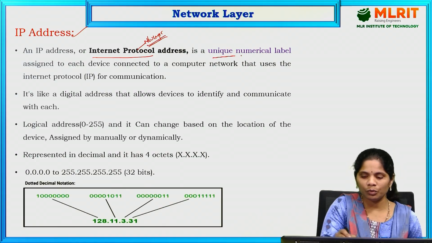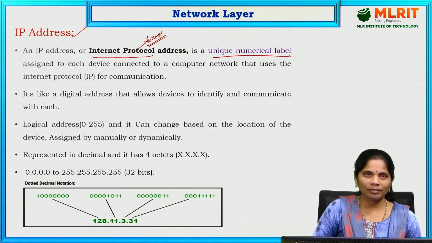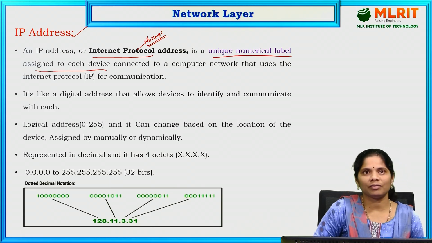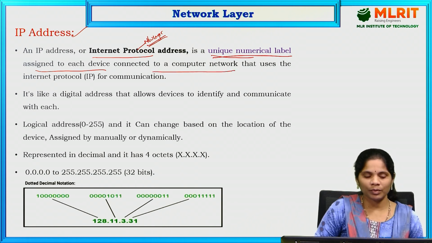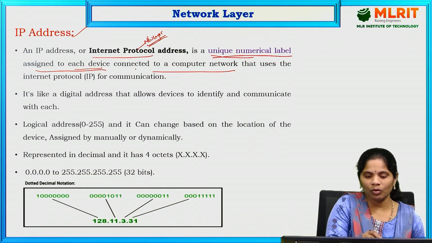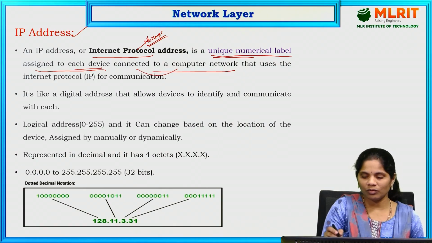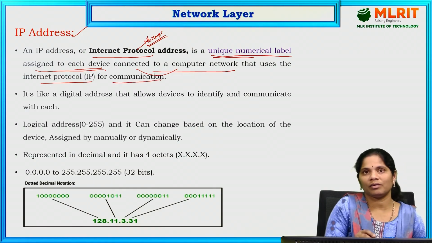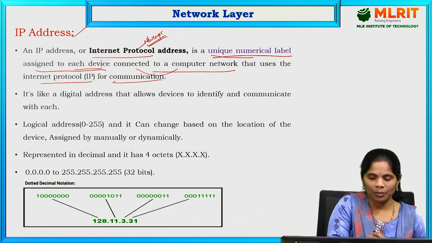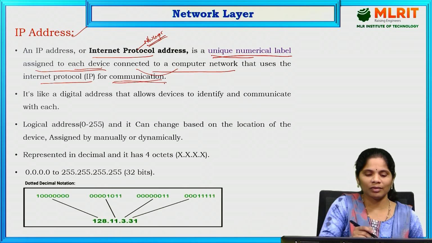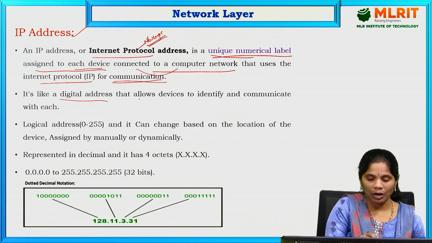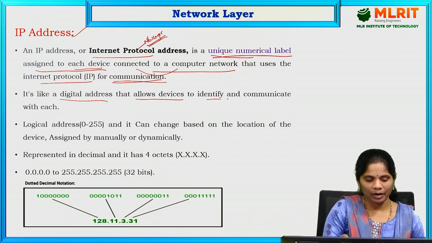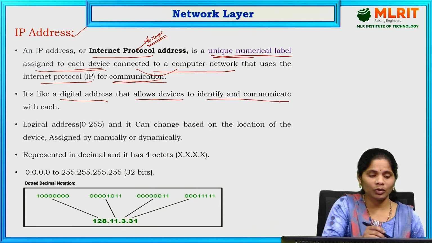It is a unique numerical label address. It is assigned to each and every device. For each device, we assign a unique number, that is the IP address, for devices that are connected to a computer network that uses the Internet Protocol for communication. Why are we using this IP address? For the communication between the network and the devices. It is like a digital address, a logical address, that allows devices to identify and communicate with each other.